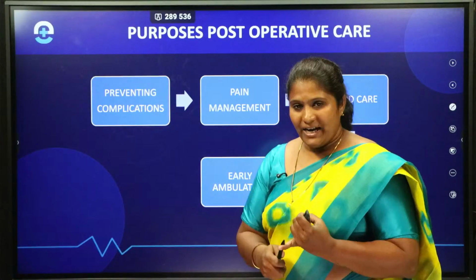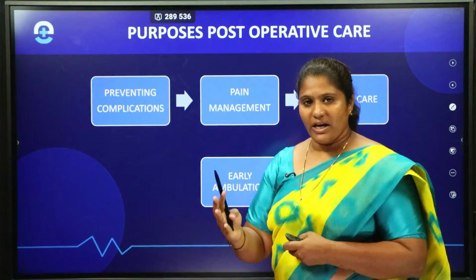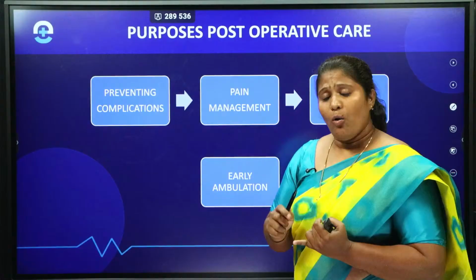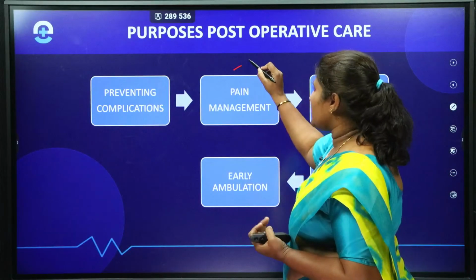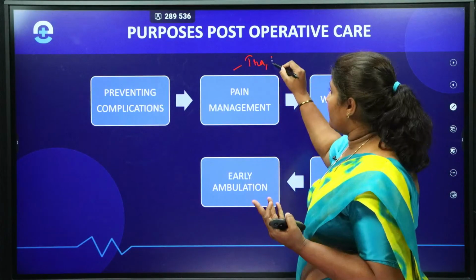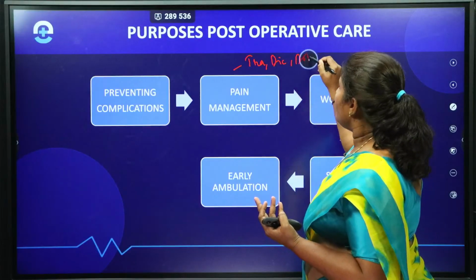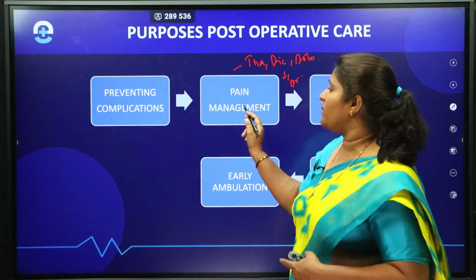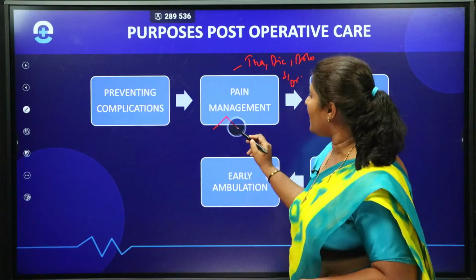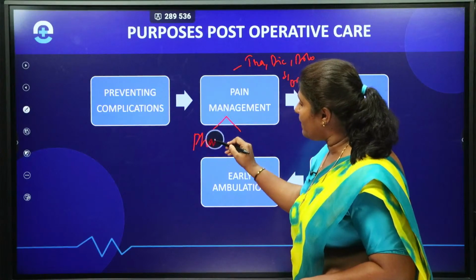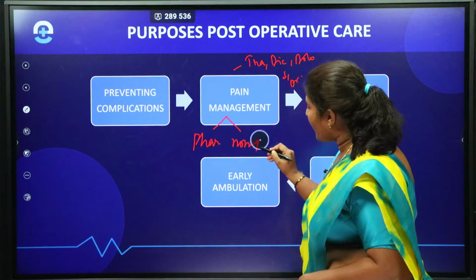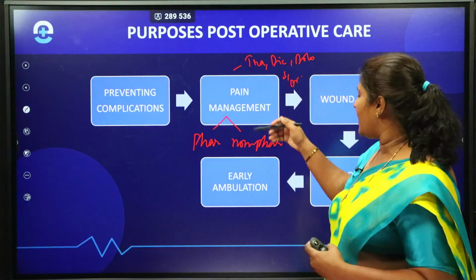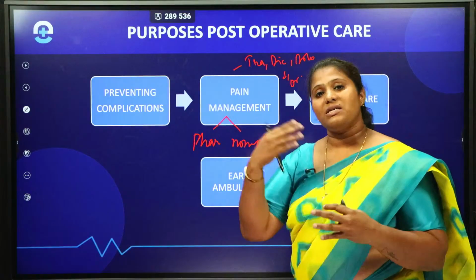Bleeding or any kind of complications we need to prevent. Pain management: if the patient complains of severe pain, we give certain medications like tramadol, diclofenac or Dolo, according to the doctor's prescription. Pain management has pharmacological and non-pharmacological types. Wound care, pain management and ambulation, all of this I will discuss in later classes.